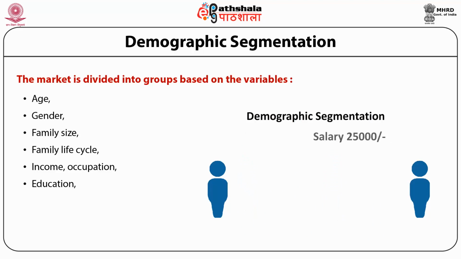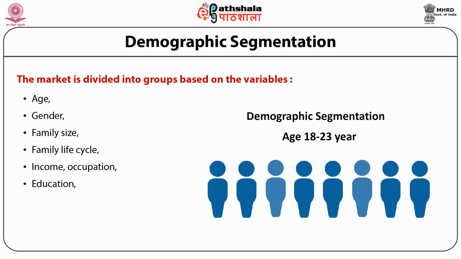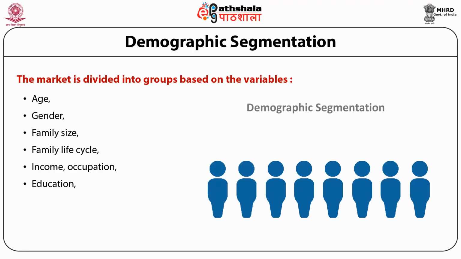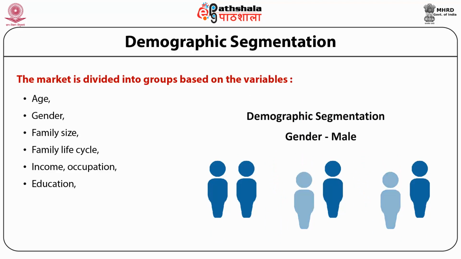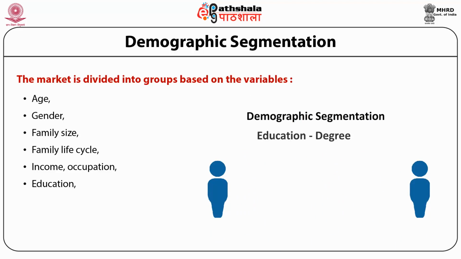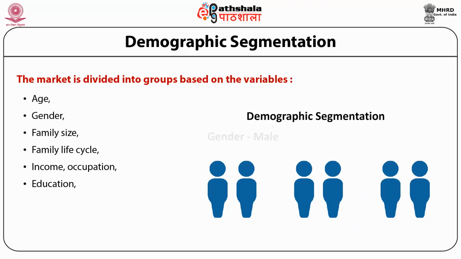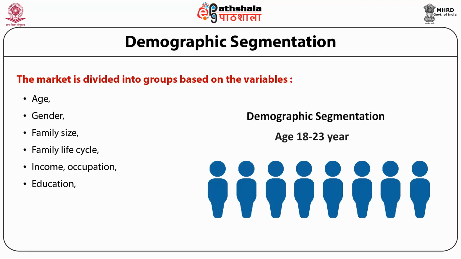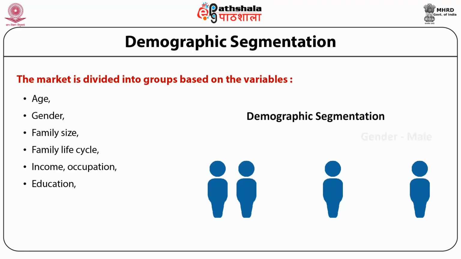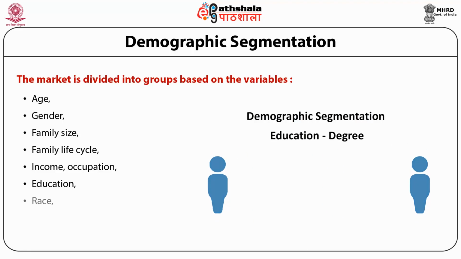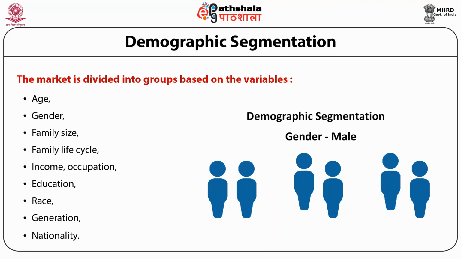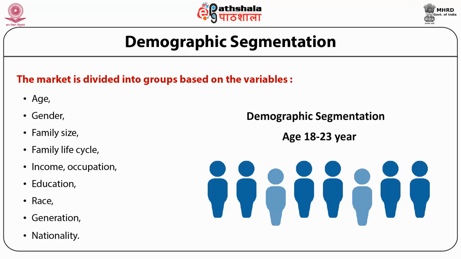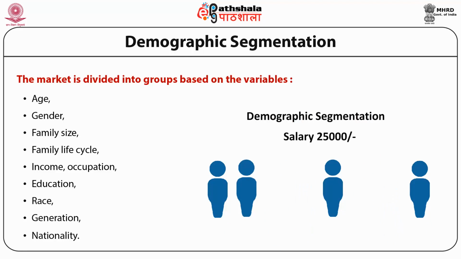People of different educational backgrounds have tastes that differ from one group to another. Illiterate people might have different tastes in comparison to the literate ones. When their tastes are different, their requirements will be different, and they are targeted accordingly by the business firm. In the same fashion, race, generations and nationalities also play an important role while dividing the market for business firms.